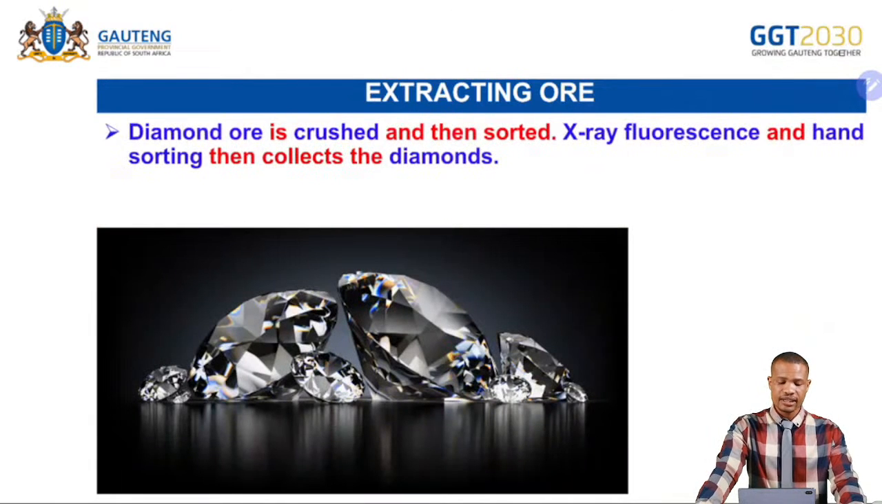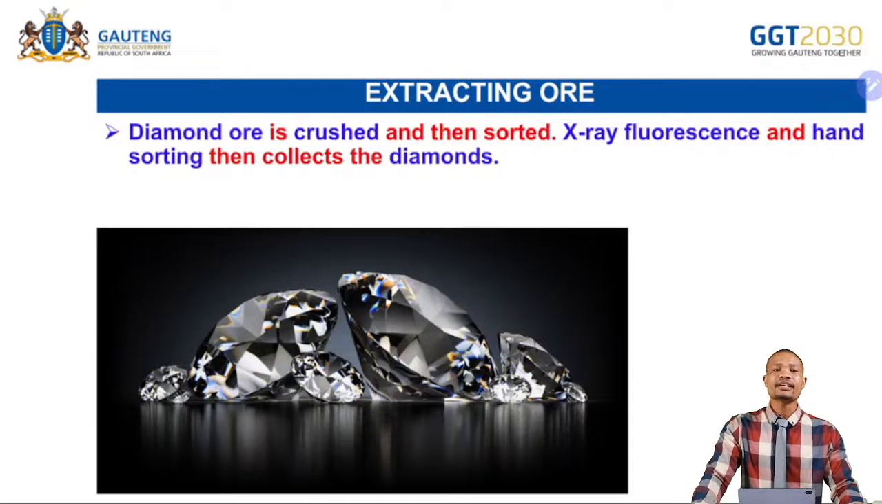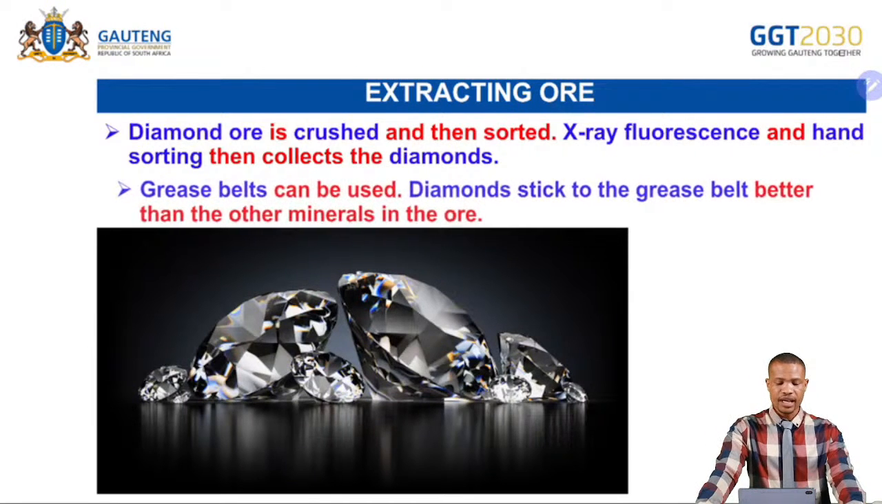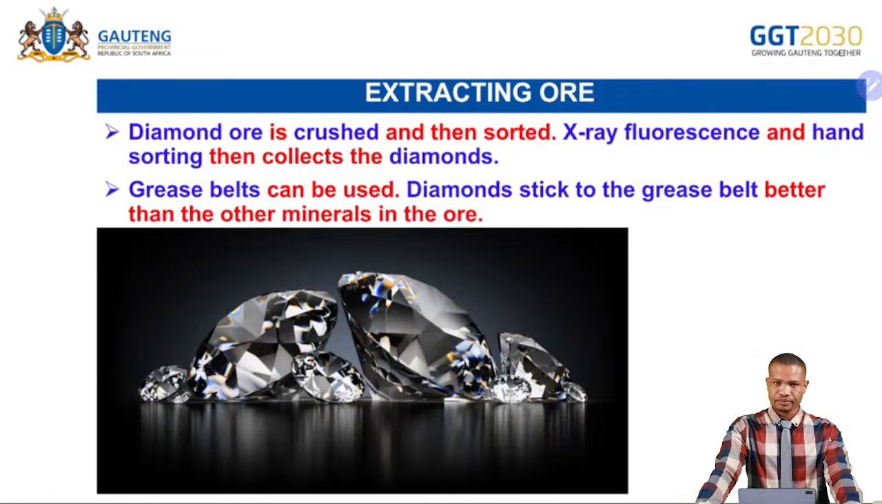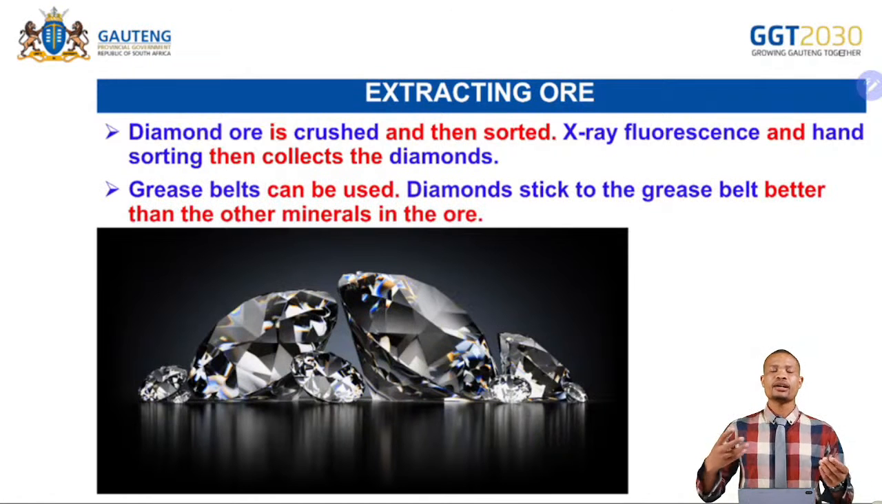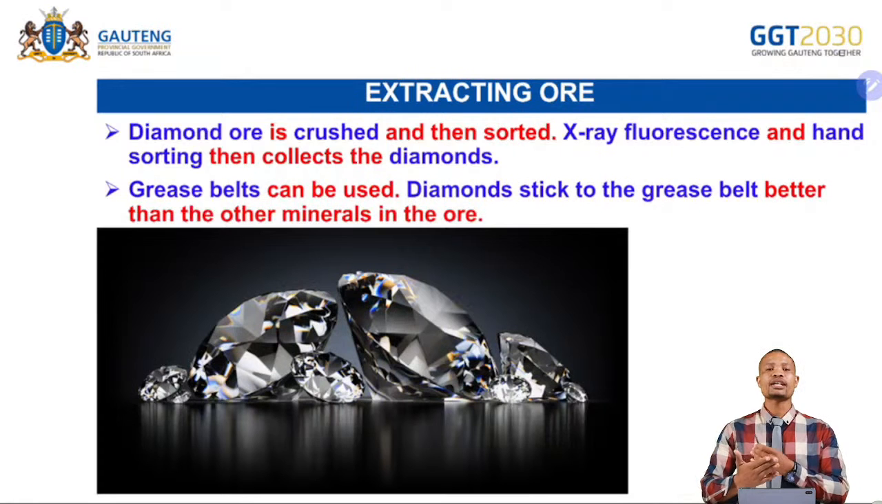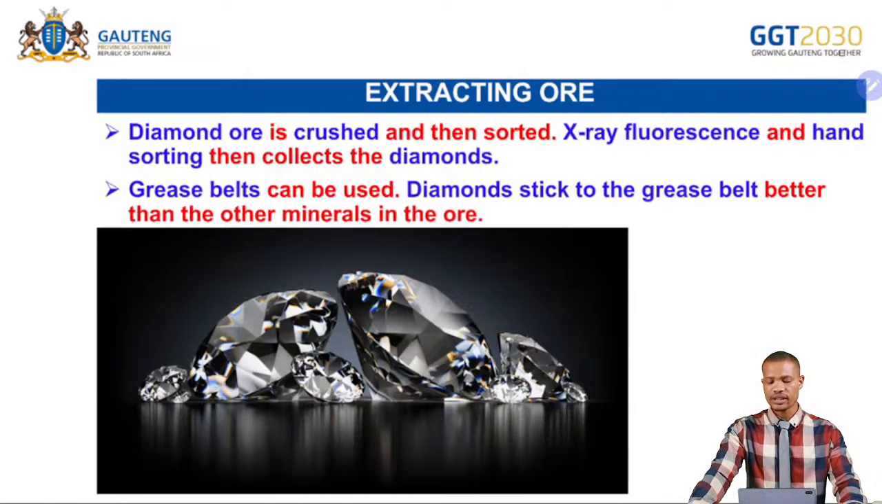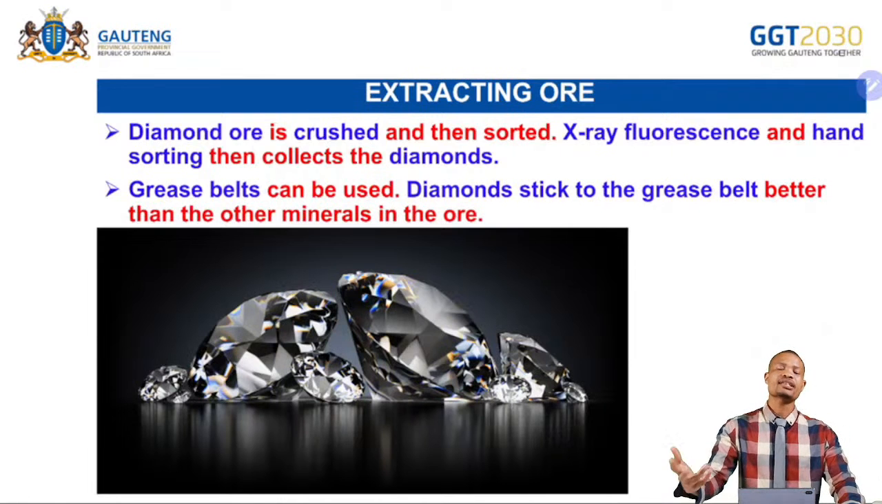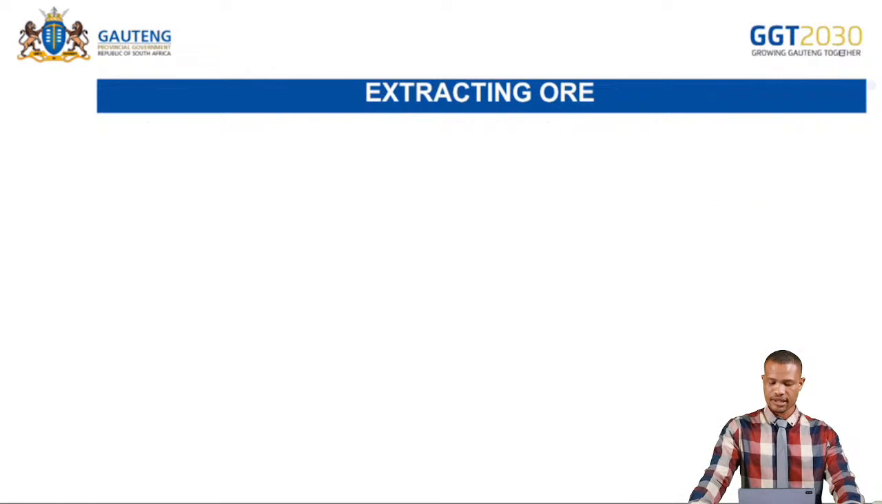Diamonds, on the other hand, the ore is crushed and then sorted. We use X-ray fluorescence and hand sorting to collect the diamonds. These are the diamonds. Sometimes we use grease belts because diamonds stick to the grease belt better than the other components found in the ore. So that's an easy way of extracting diamonds.